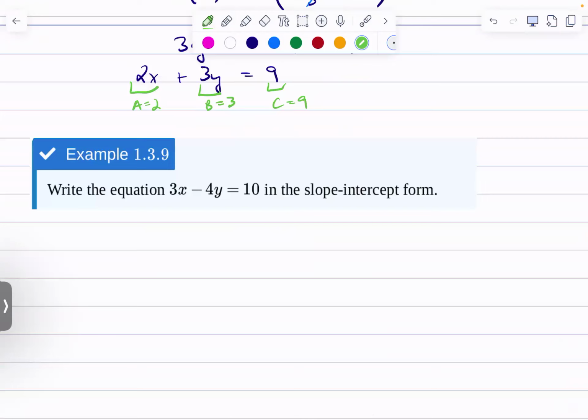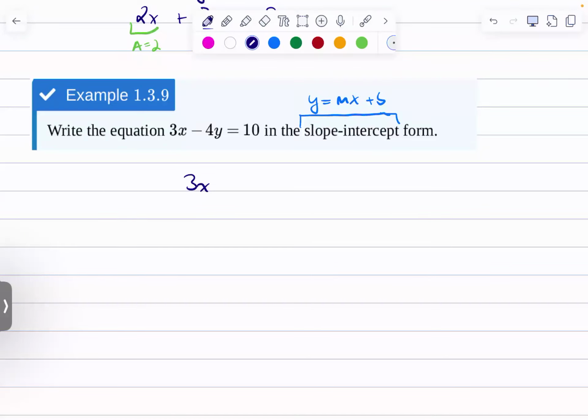What if you have to write an equation that's in the standard form, 3x minus 4y is equal to 10, in the slope-intercept form? Now you can use the name of it to be your guide, right? The slope is m and the intercept is b, right? And so that tells you it wants it in y equals mx plus b form. Okay. Which means we're going to solve for y, right? From our equation, we want to get our y on its own and everything else on the right-hand side.